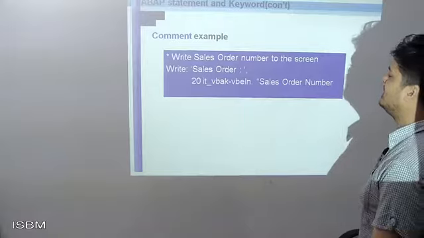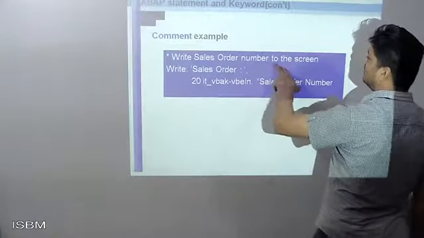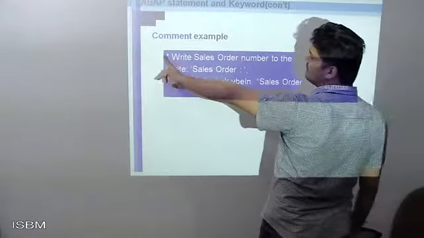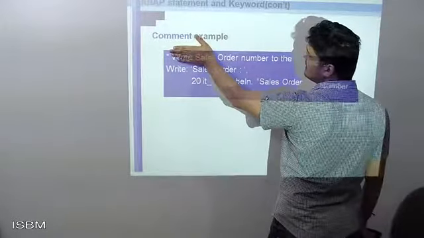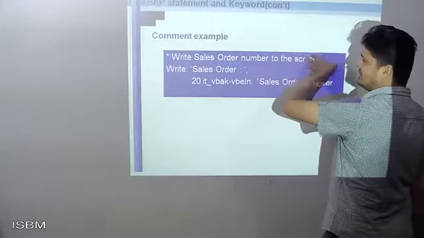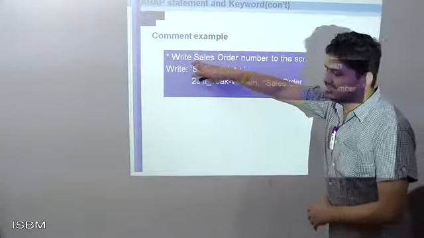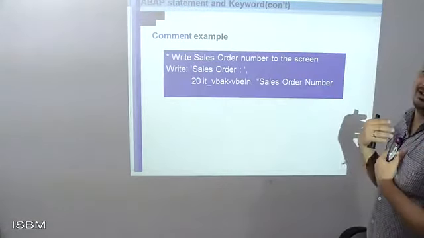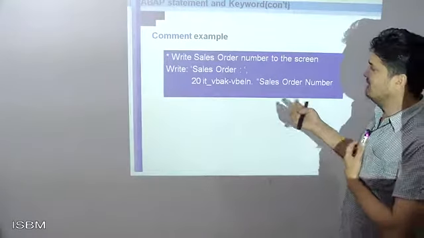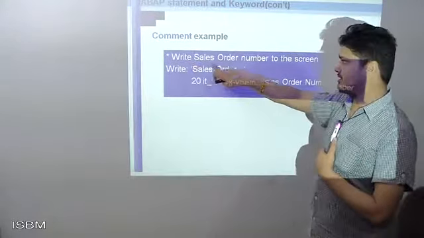Then we have a comment example, like write order number to the screen. So what I will do is put a star. This statement will not be executed by the program, it will be ignored by the system. But for understanding myself and for understanding someone else, we are writing a star over here.